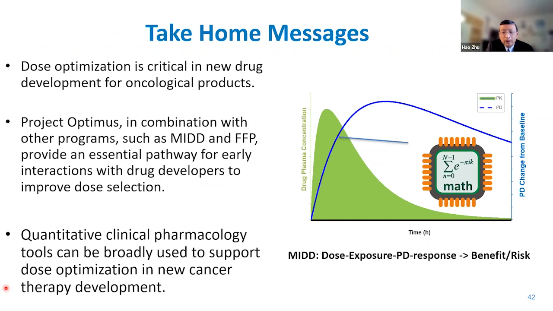And I have the following take-home messages. First, dose optimization is critical in new drug development for oncology products. And second, Project Optimus in combination with other programs such as fit-for-purpose MIDD provide an essential pathway for earlier interactions with drug developers to improve dose selection. Third, quantitative clinical pharmacology tools can be broadly used to support dose optimization in new cancer therapy under development. And next one, please.